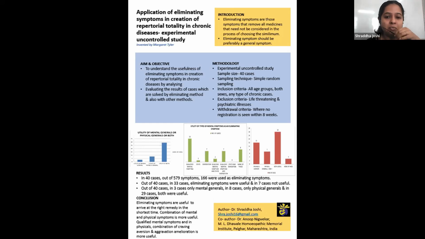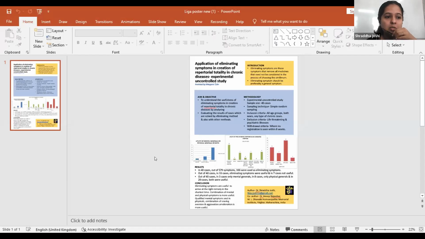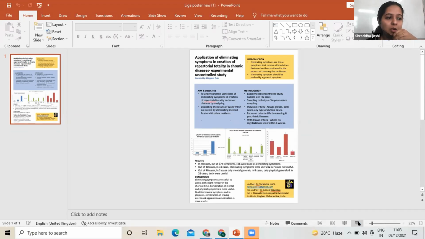Eliminating symptoms are those symptoms that remove all the medicines which are not needed for the patient. This eliminating symptom need not be only one. It can be a set of two or three or more symptoms also. Selection of the eliminating symptom is an important task because we are prescribing on the basis of those important and characteristic symptoms only.